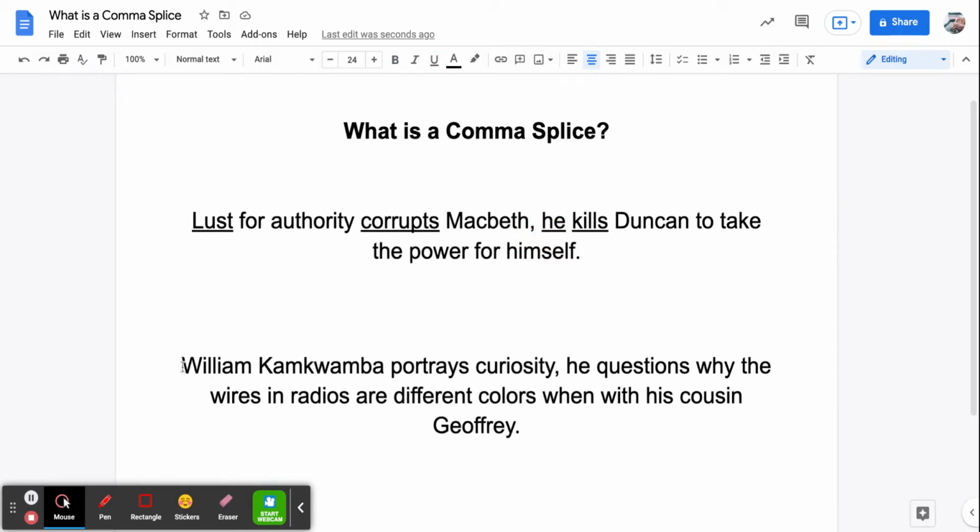We have the same problem here with this sentence about the boy who harnessed the wind. William Kamkwamba portrays curiosity. This is also an independent clause, which means it's its own sentence, a complete sentence that can stand alone. We have a subject and we have a verb.